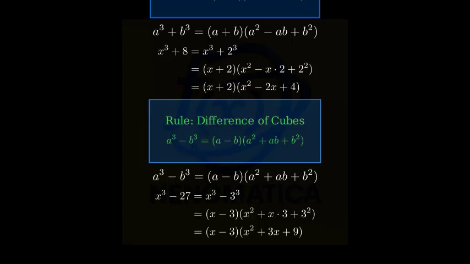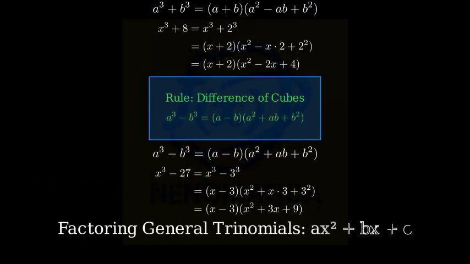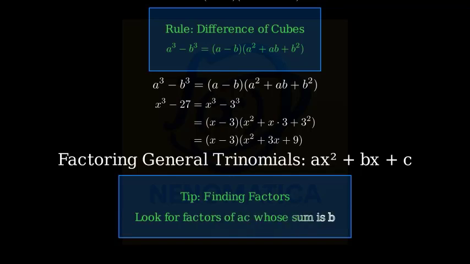Now, let's look at factoring general trinomials of the form ax squared plus bx plus c. Let's work through an example to understand the process. Let's factor x squared plus 5x plus 6. First, we need to find two numbers that multiply to give 6 and add up to 5. The factors of 6 are 1 and 6, or 2 and 3. Since 2 plus 3 equals 5, we'll use these numbers.